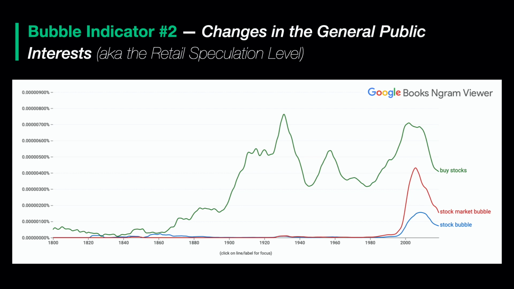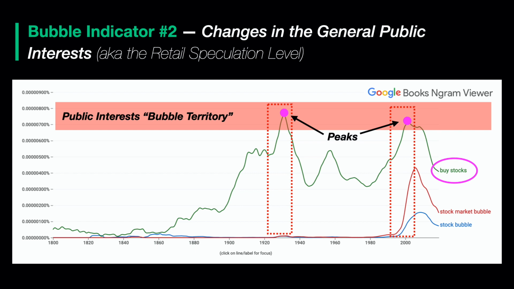Google has collected all the keywords like buy stocks, stock bubbles, stock market bubbles, this kind of words appearing in all the English language books and newspapers all the way from 1900 to 2020. The green line shows the keywords of buy stocks. As we can see, the green line had only two peaks in the last 120 years: 1930 and 2000. And both of these two peaks were exactly the tops of the stock market bubble as well. The sudden rising of general public interest and the retail speculation was another key driver behind those two stock market bubbles in our history. No exception.